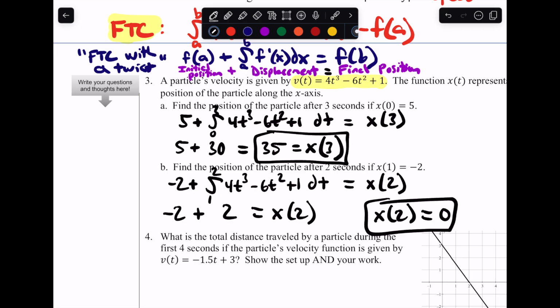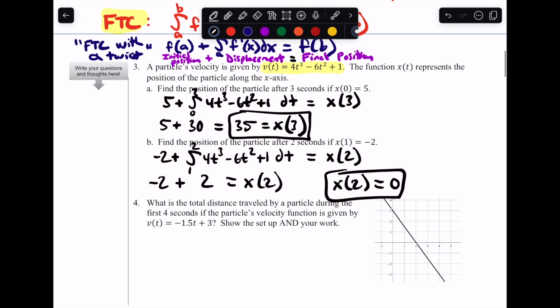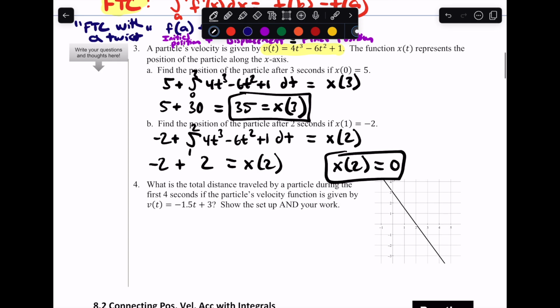Last one here. We've got problem number 4, which is what is the total distance traveled by a particle during the first 4 seconds if the particle's velocity function is given by v of t is equal to -15t plus 3. Show the setup and your work.